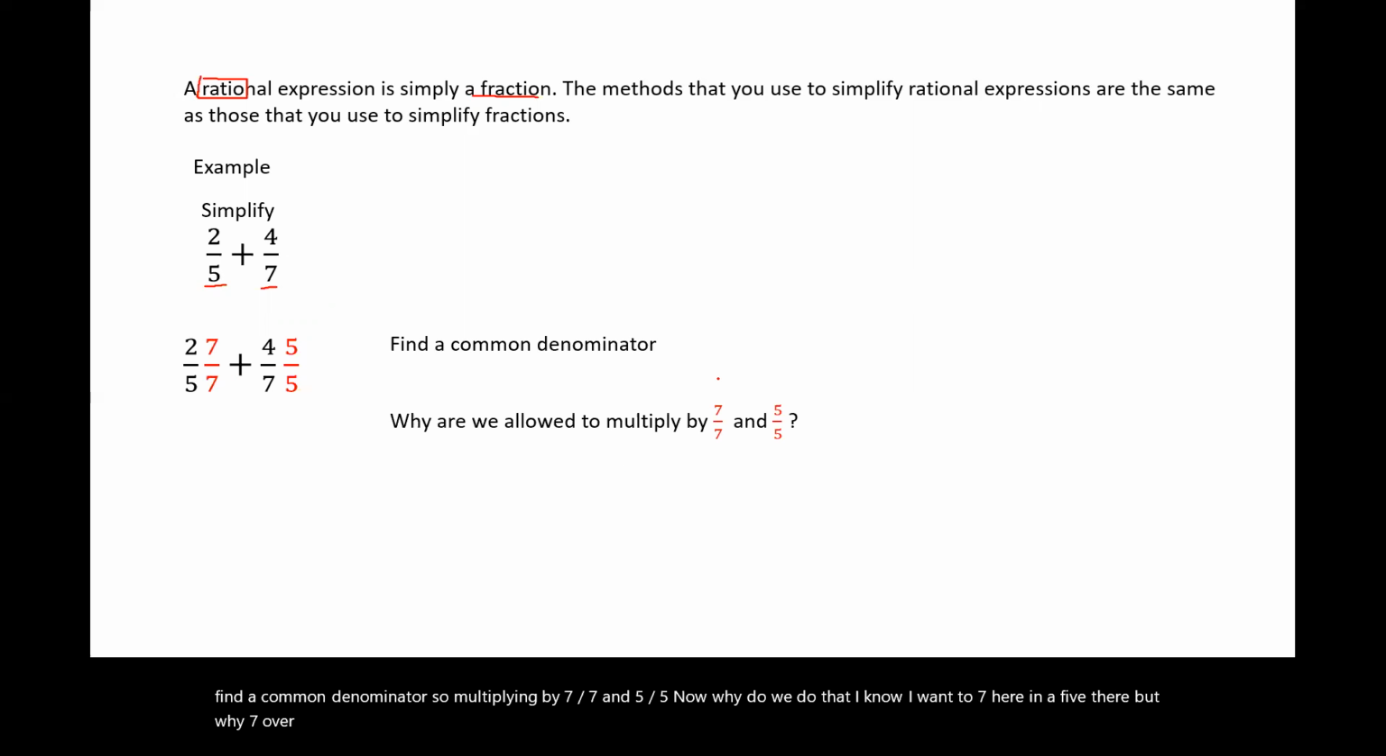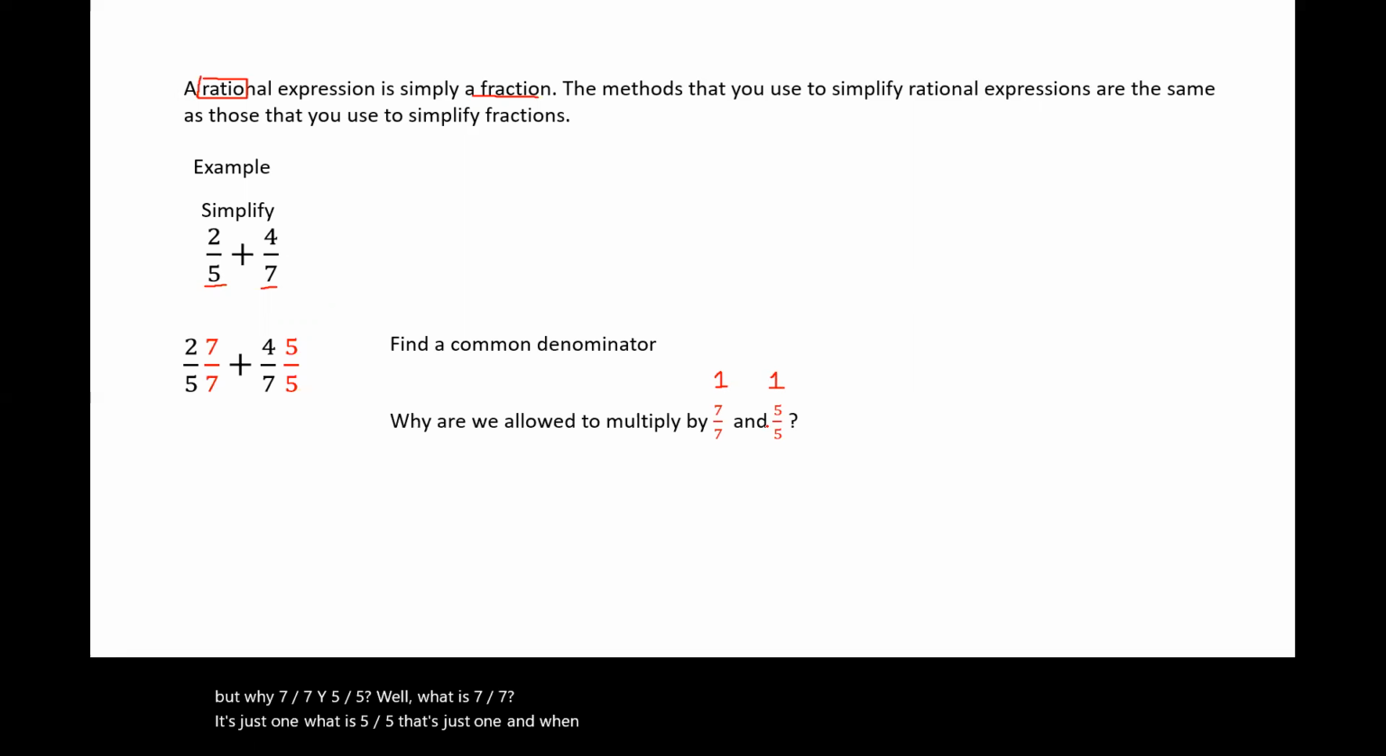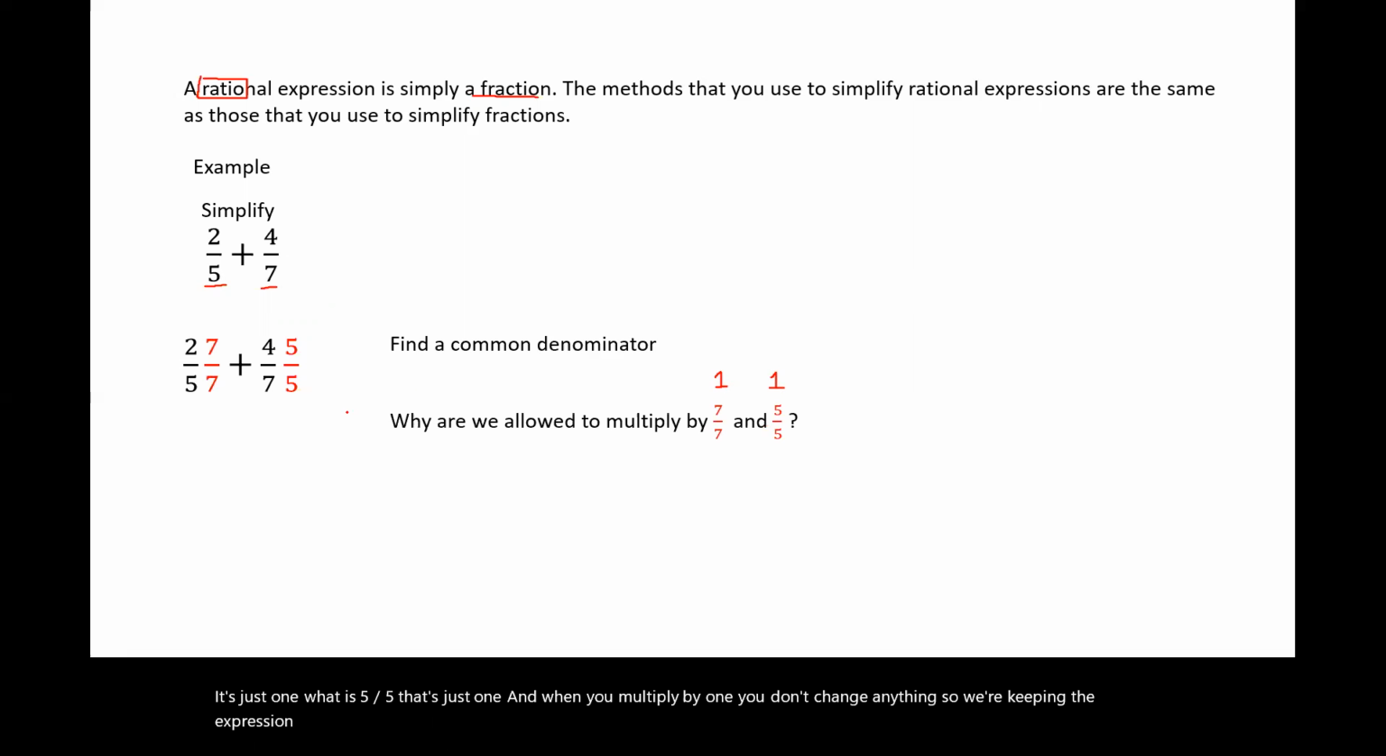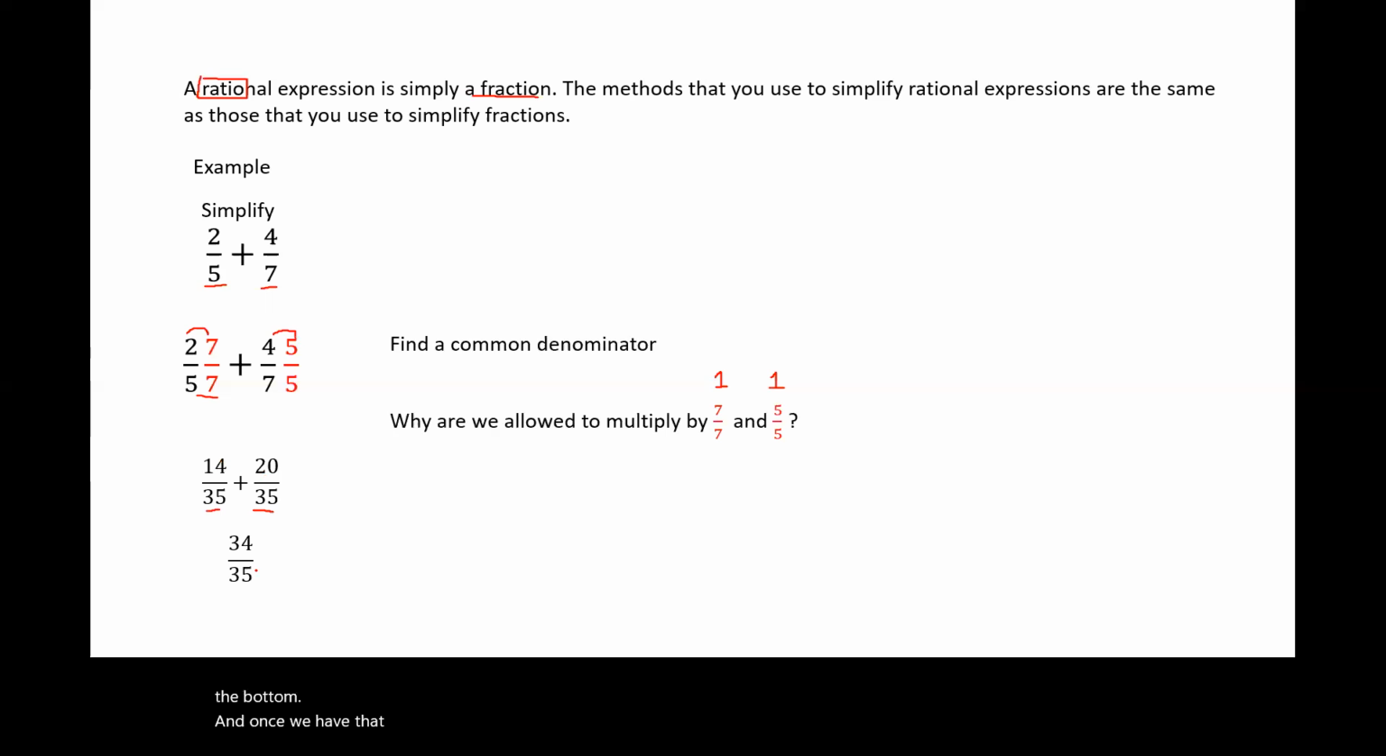Well, what is 7 over 7? That's just 1. What is 5 over 5? That's just 1. And when you multiply by 1, you don't change anything. So we're keeping the expression the same. It will just look different. All right, what does that do for us? We'll have 14 on the top, 20 on the top, 35 on the bottom. And once we have that common denominator, we can add the 14 and 20 and get 34 over 35.